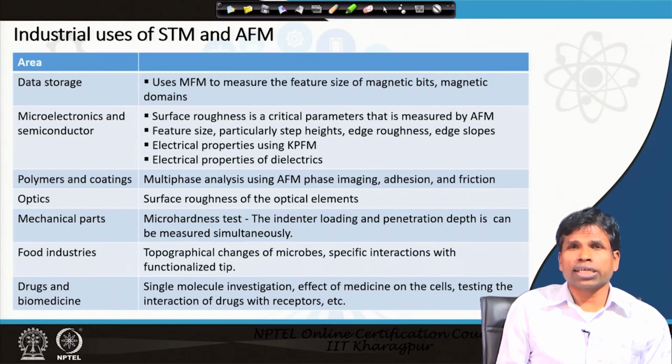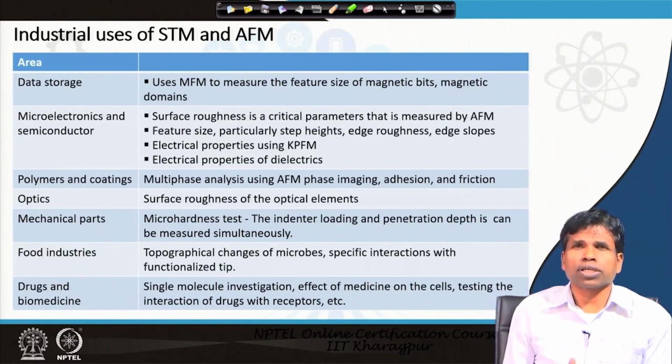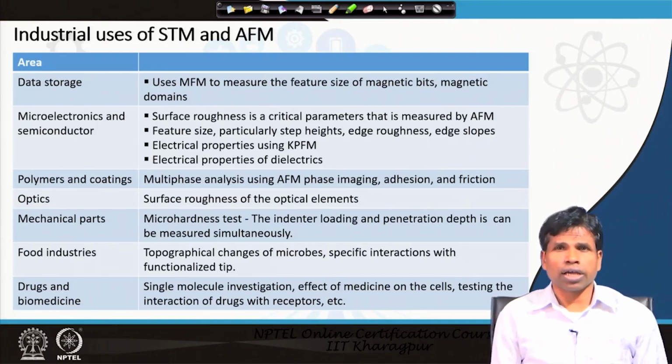Similarly, electrical properties can be measured through Kelvin probe force microscopy, or using a conductive AFM, electrical properties of dielectrics can be measured. In the polymer industry or coating industry, multi-phase components can be distinguished, and their distribution can be measured using the atomic force microscope. Mechanical properties can be measured, such as nano indentation and micro hardness tests, penetration depth etc., can be measured using the AFM.